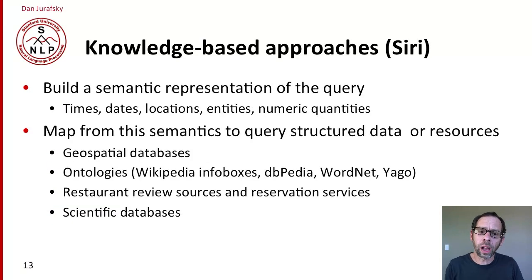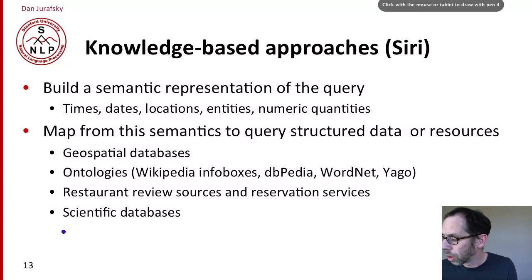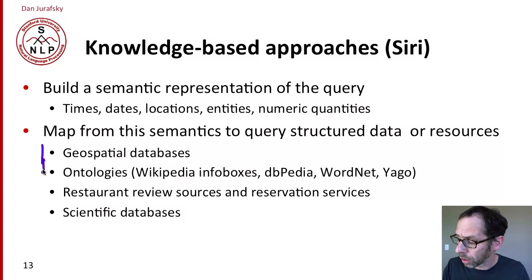So by contrast, the knowledge-based approach, which we'll talk about less today, builds a pure semantic representation of the query. And this is true of Siri or Wolfram Alpha, where they're going to come up with a semantic representation language for questions that they understand. And you might pick some subdomain that you're able to build a perfect semantic representation for. Times, dates, locations, scientific questions, mathematical questions. And from this semantics, we can then map to structured databases or structured resources, geospatial databases or ontologies or restaurant review systems. These things where we can build a pure semantics of the approach.